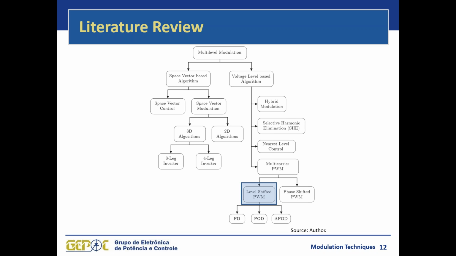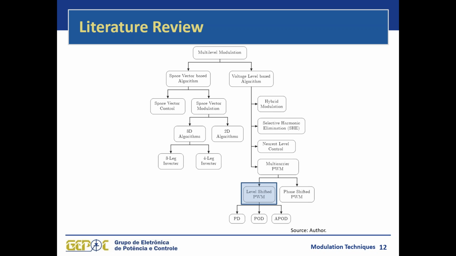Here we have just a brief review of some modulation strategies that we can work with for multi-level converters. We have basically the space vector-based algorithms that are very well known, for example, 3D algorithms, 2D algorithms, and so on and so forth. The problem with space vector modulation for multi-level converters is that as we have a very high number of voltage levels, we have a very high number of voltage vectors. So sometimes the modulation strategy can become more complex when it comes to space vector modulation. Of course, there are various works that simplify the space vector modulation for multi-level converters.